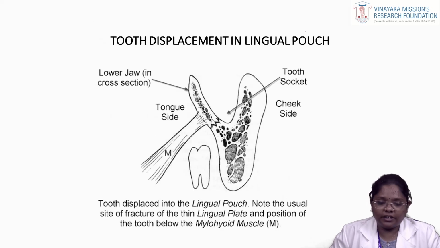Tooth displacement in the lingual pouch. When the lingual cortical bone is thin and the tooth root is oriented lingually, there is more chance that the tooth or the root may get dislodged into the lingual pouch. Usually the tooth or root gets displaced into the lingual pouch, whereas if the fracture line occurs below the attachment of the mylohyoid muscle, the tooth or root gets displaced into the submandibular space.